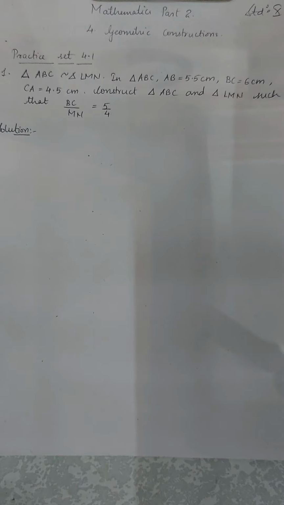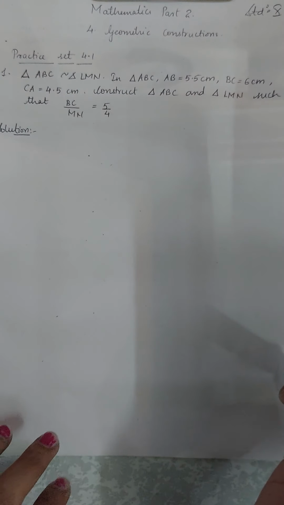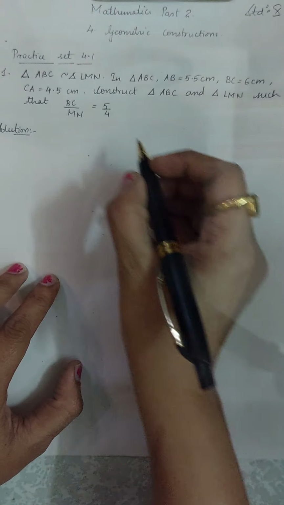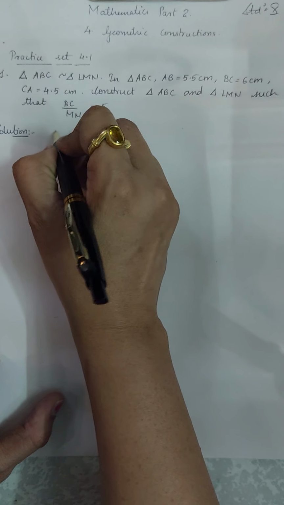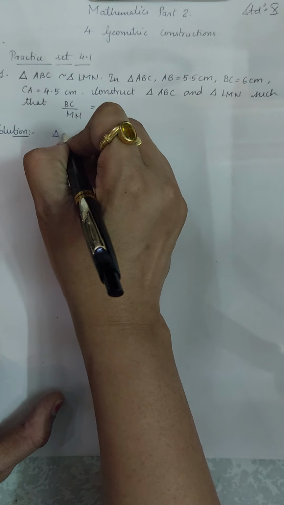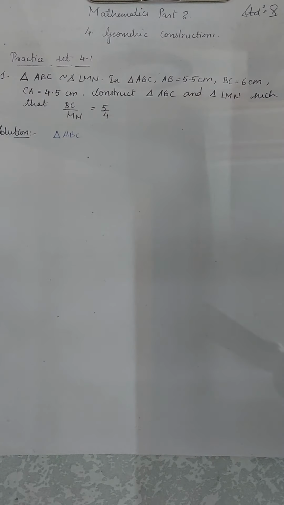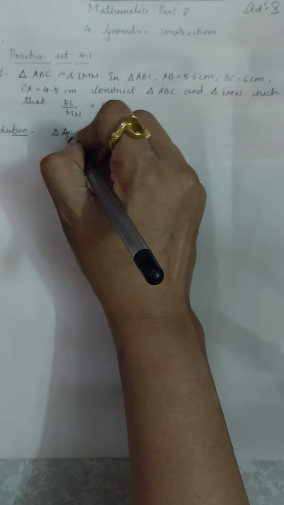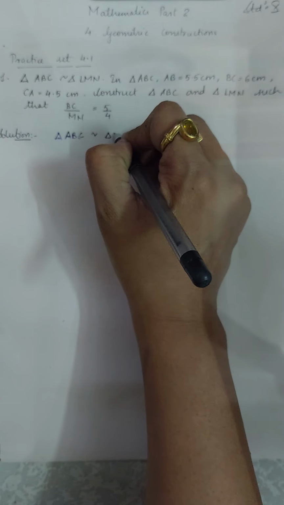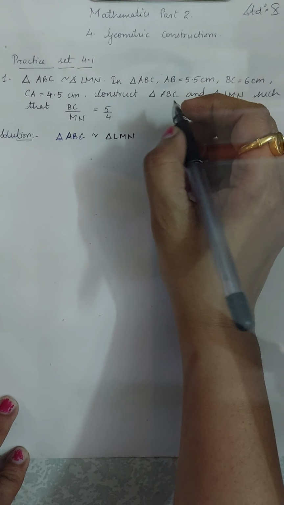So here, the first thing that I do is write down what is given to me. Triangle ABC can be constructed, that is not a problem. So we have to do LMN. We will first write down what is given to us: triangle ABC is similar to triangle LMN. After doing this, we will also say that this is given.